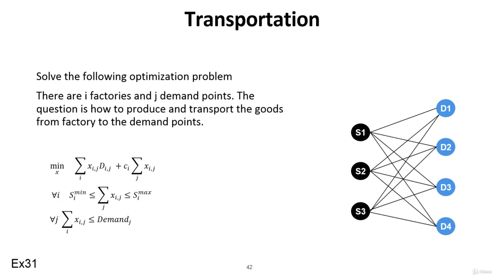Okay, this example is the famous transportation problem. Suppose we have I factories on the left hand side, S1 to S3, and we have J demand points. Let's call them D1 to D4, for example. And the question is how much we can produce from each factory in order to minimize the objective cost, also knowing that the capacity of each factory is limited, the capacity of each route is limited, and also the demand should be satisfied.